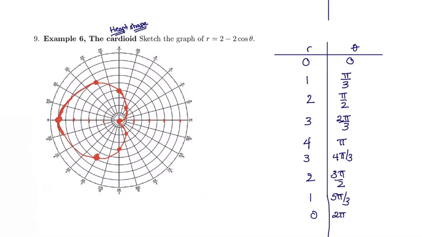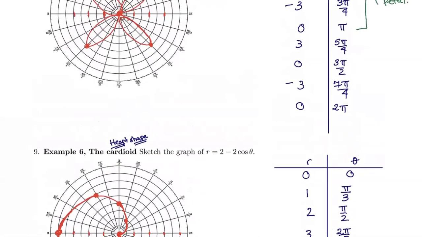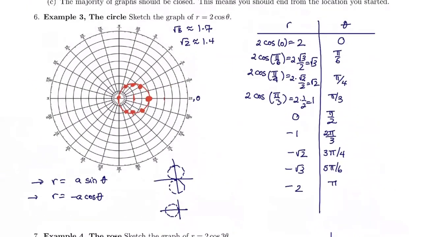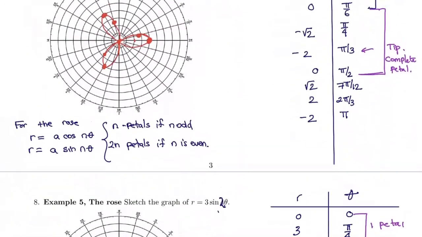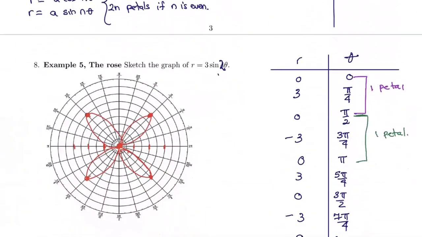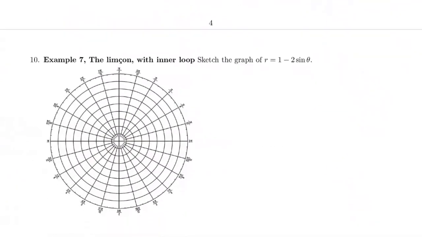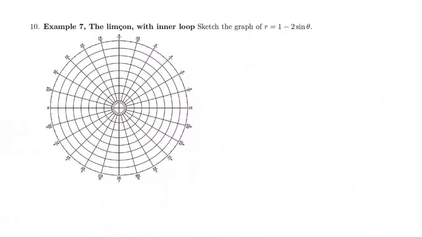Next graph I'd like to finish off with, and this is the last graph that's going to be appearing among these graphs. So the graphs that are going to be necessary for you to be familiar with, not necessarily masters of graphing, are the circle, the roses, both of odd and of even petals. The cardioid is also going to make an appearance, and the last one is the limaçon with an inner loop. Not limacon, by the way. This is limaçon.